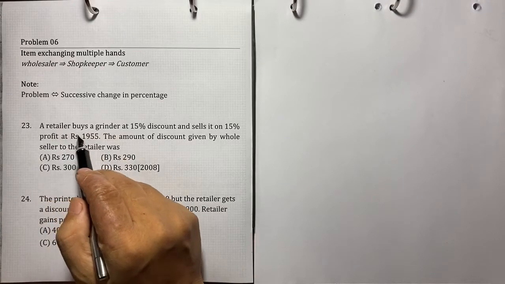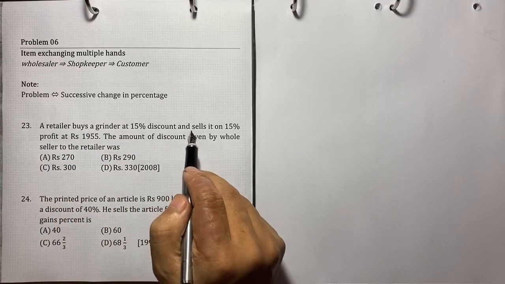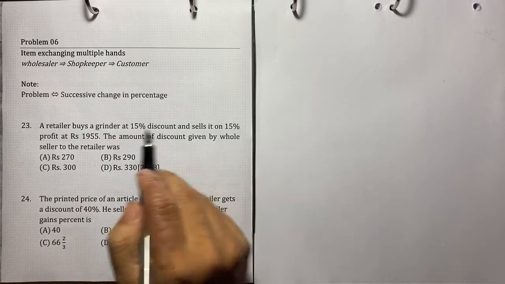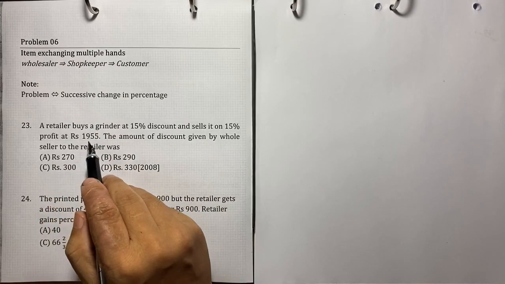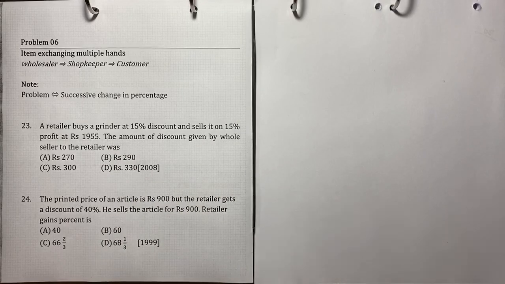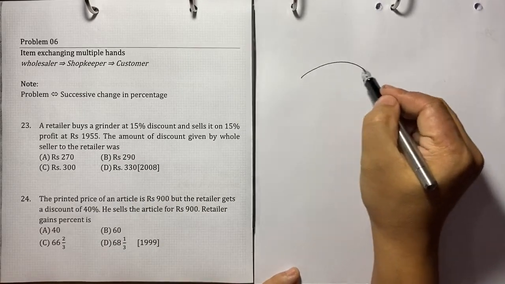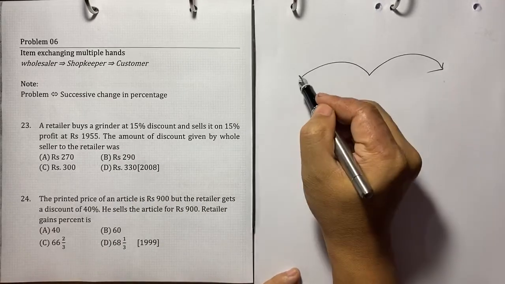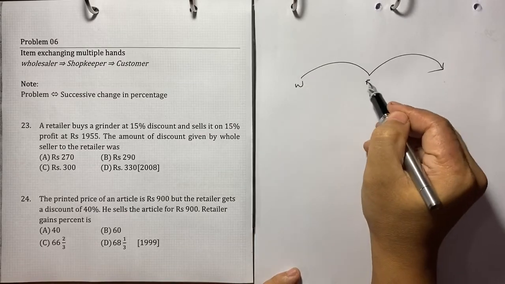A retailer buys a grinder at 15% discount and sells it at 15% profit at rupees 1955. The amount of discount given by the wholesaler to the retailer was? Wholesaler, retailer, customer.